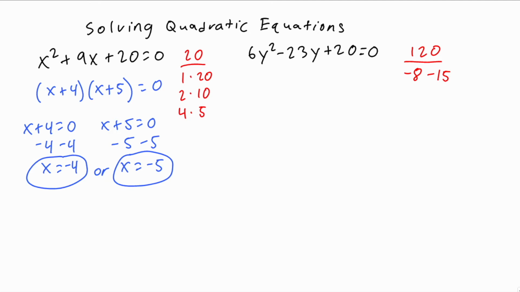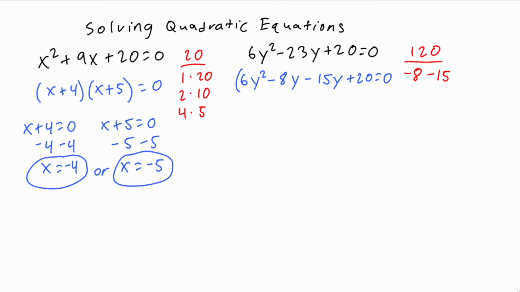So then we're going to rewrite this equation, 6y squared minus 8y minus 15y plus 20 equals 0. And then we group.